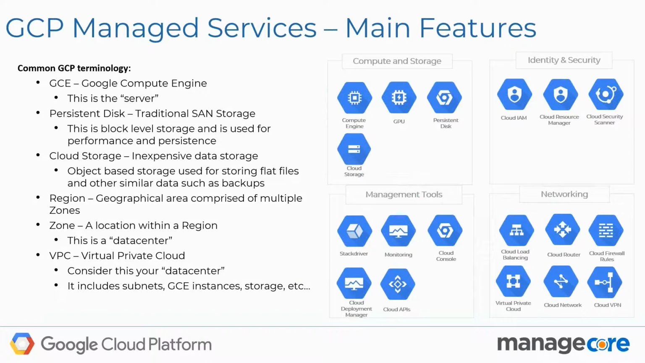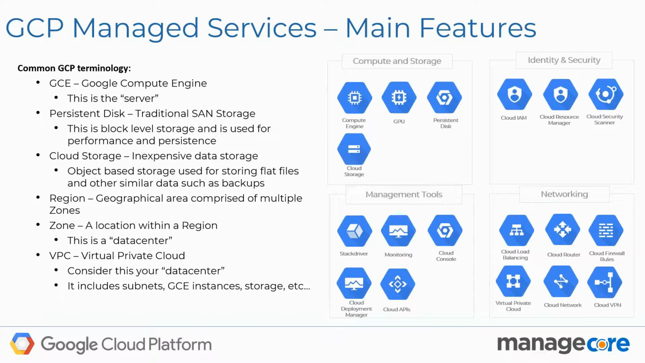Now I want to talk a little bit about common GCP terminology. As we go through this presentation, and as you're looking into GCP, certain naming conventions and certain products will have to be understood, and this gives you an overview of the most popular ones that you would see and use when deploying SAP in GCP. The first one is GCE, or Google Compute Engine. This is what's considered the server, or the instance type, and this is the memory and compute that you'd be running your environment on.